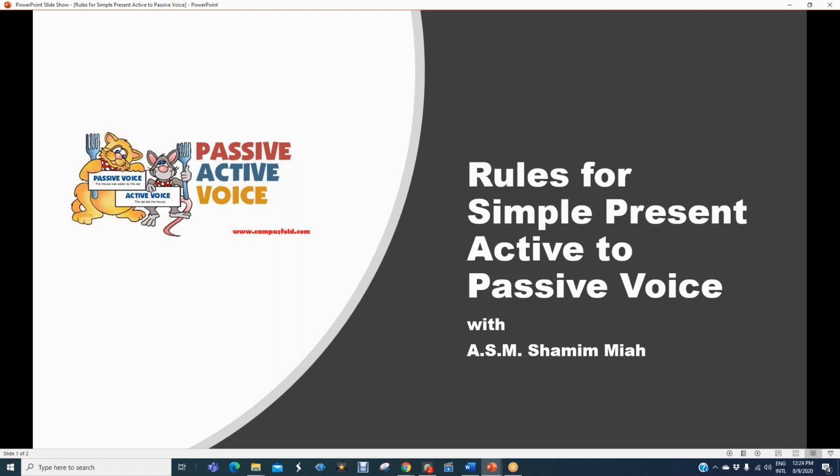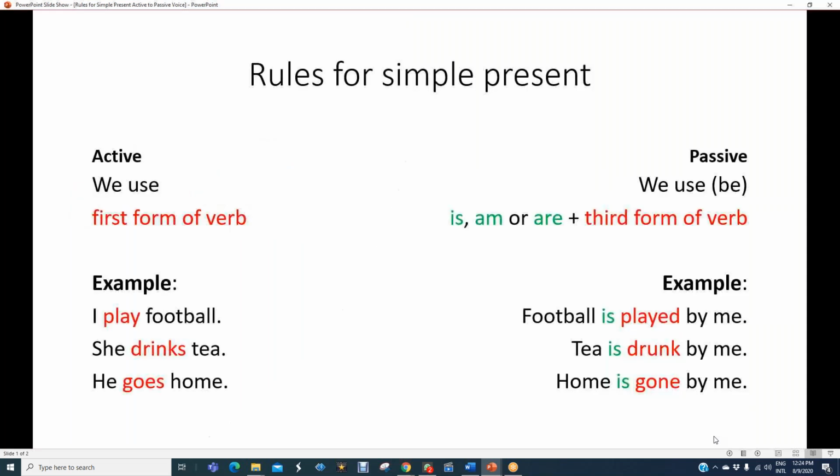I'm going to speak about the rules of active to passive voice. So let's start with simple present tense. Active to passive voice are very simple. Active voice is actually when the subject is expressing an action or doing an action, right? And passive voice is when the object is doing an action.